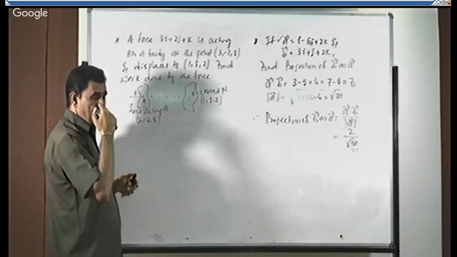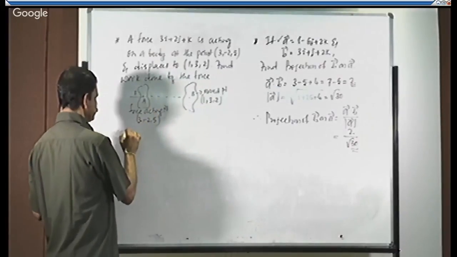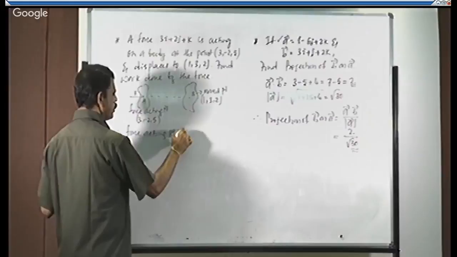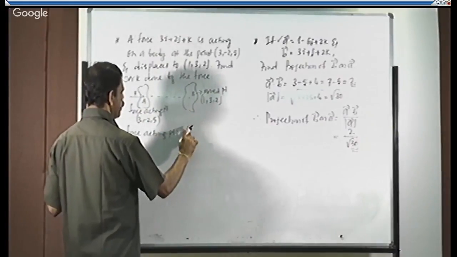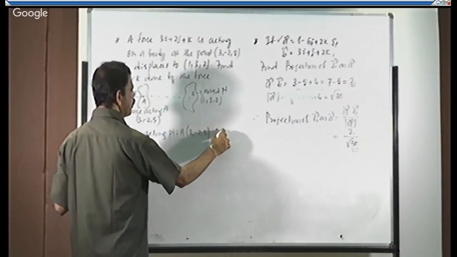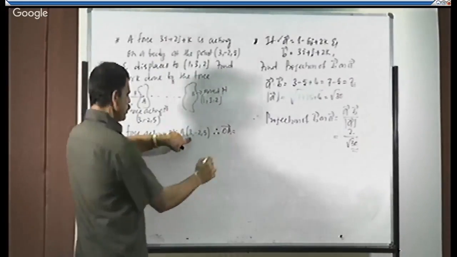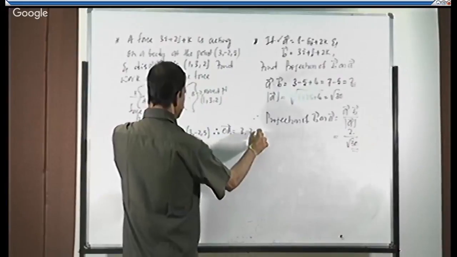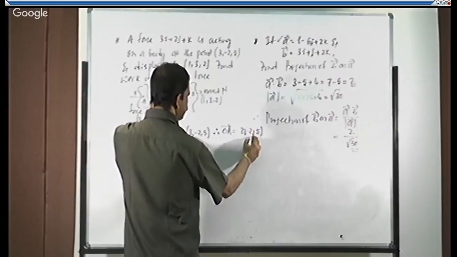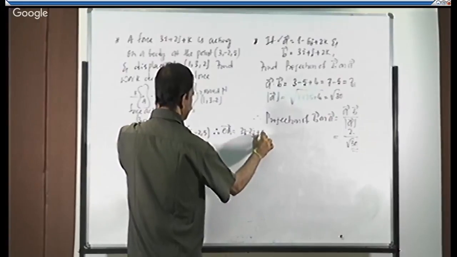So write the position vector of the points. The force acting point is A. A has the coordinates 3 comma minus 2 comma 5. Therefore, its position vector OA is equal to 3 comma minus 2 comma 5, or I will write it in ijk: 3i minus 2j plus 5k.